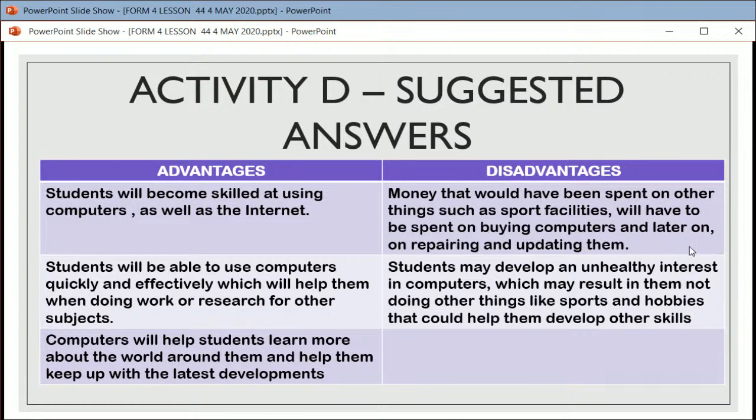The disadvantages are money that would have been spent on other things such as sports facilities will have to be spent on buying computers. Also, computers you have to always repair and update, because they become obsolete very fast. Students may develop an unhealthy interest in computers, which may result in them not wanting to do other things like sports and hobbies. So these are the advantages and disadvantages.